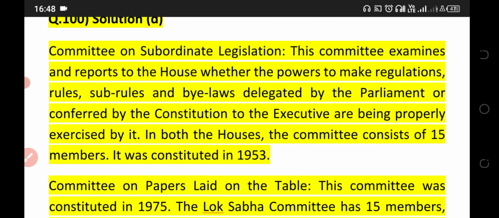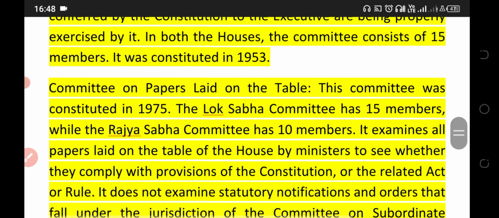Committee on Subordinate Legislation. This committee examines and reports to the House whether the powers to make regulations, rules, sub-rules, and bylaws delegated by the Parliament or conferred by the Constitution to the Executive are being properly exercised by it. In both the Houses, the committee consists of 15 members. It was constituted in 1953.